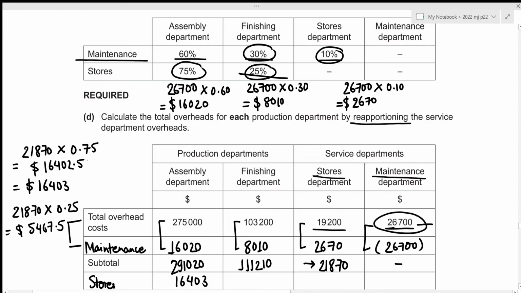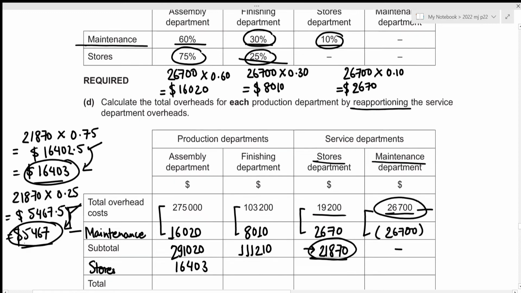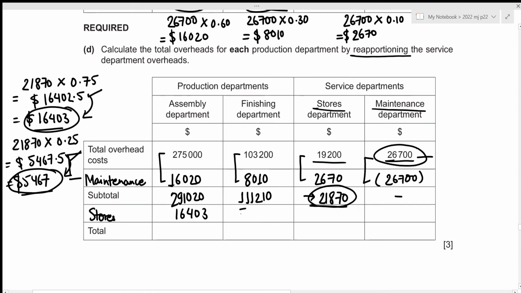Okay, we can see that both of these values have 0.5 and we rounded it up by 1 digit, but we can't round it up by 1 digit, otherwise the total of these two amounts will be 1 greater than the total of 21,870. So we have to round it off to a number less than this value. So that's going to be 5,467 only. And the sum of these two amounts, 16,403 and 5,467, will result in the total of 21,870. So let's write our reapportioned amount of 5,467 in our finishing department. Okay, now we can move towards figuring out the total.